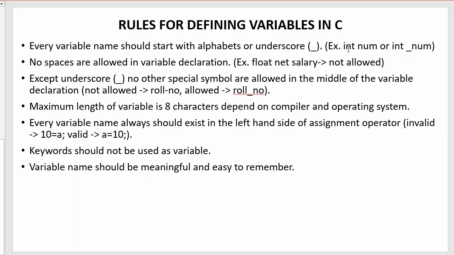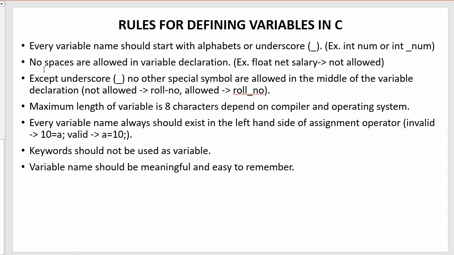As you can see here in the example, int num. This variable num is of type integer and it has started with the letter n. And in the second example, you can see int _num, and this second variable I have started with an underscore. Both of these are valid, and that's what is mentioned in this first point.